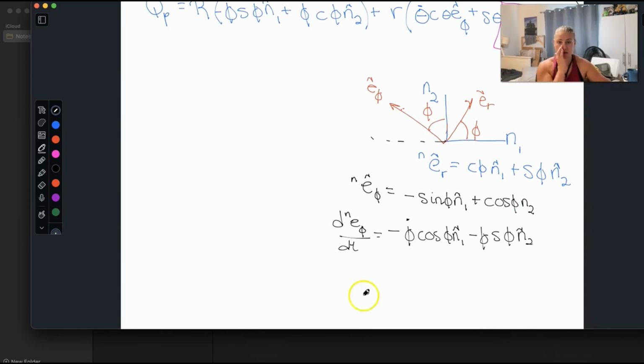Then let's factor out a negative phi dot.